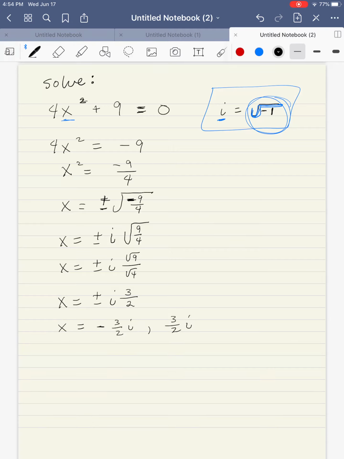I have no idea where this box came from. I don't know how to get rid of that. Oh, there we go. All right.